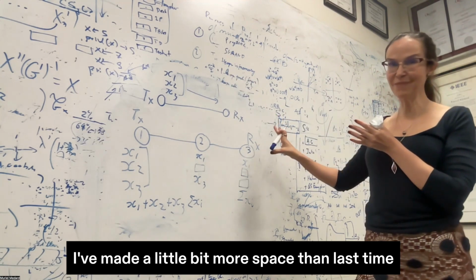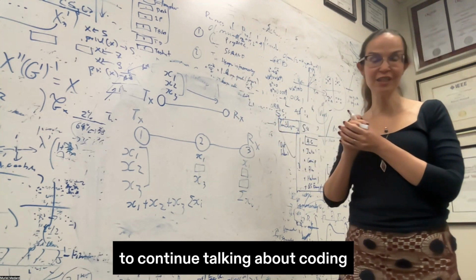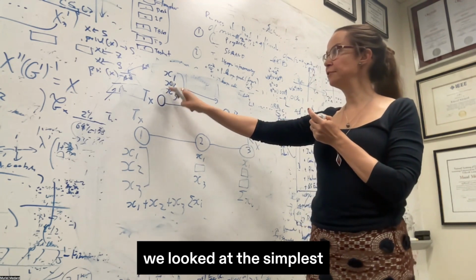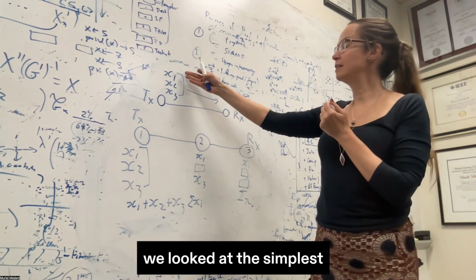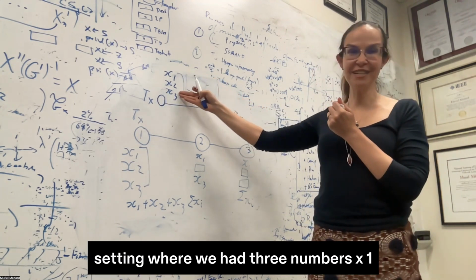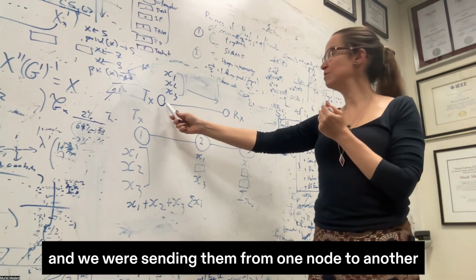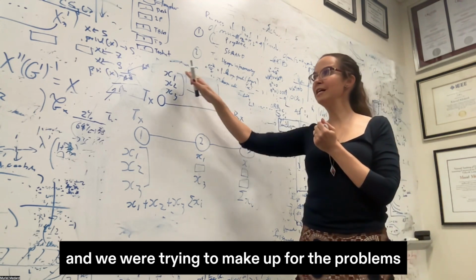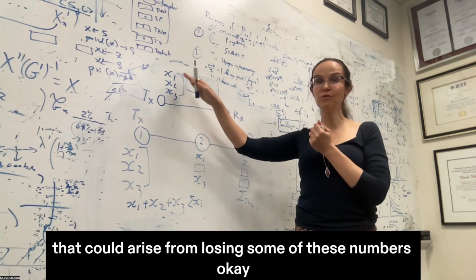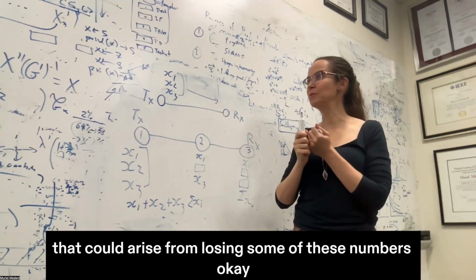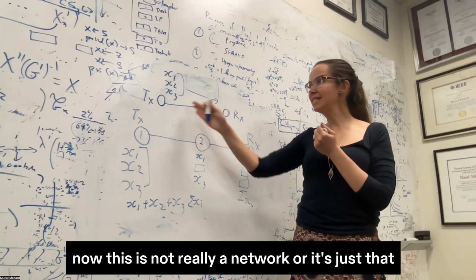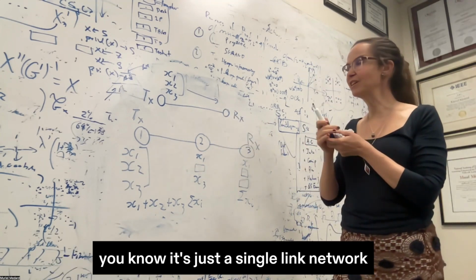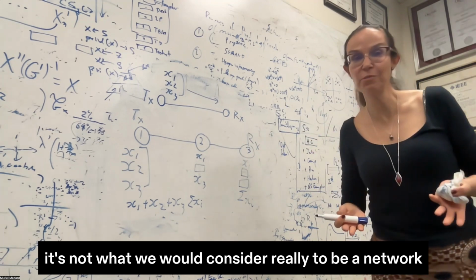I've made a little bit more space than last time to continue talking about coding. Last time we looked at the simplest setting where we had three numbers, x1, x2, x3, and we were sending them from one node to another, trying to make up for the problems that could arise from losing some of these numbers. Now, this is not really a network, it's just a single link. It's not what we would consider really to be a network.